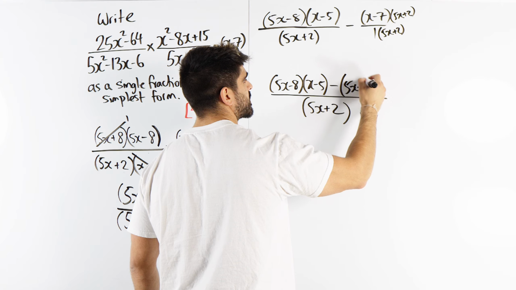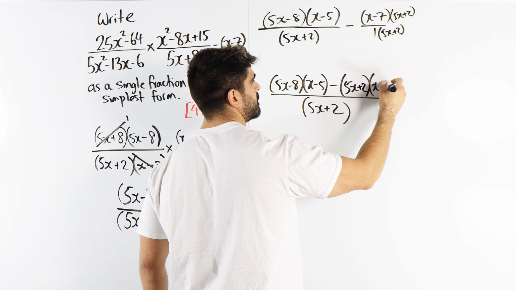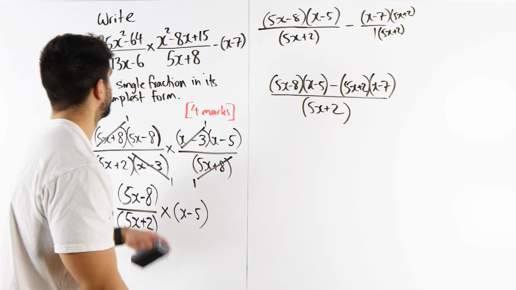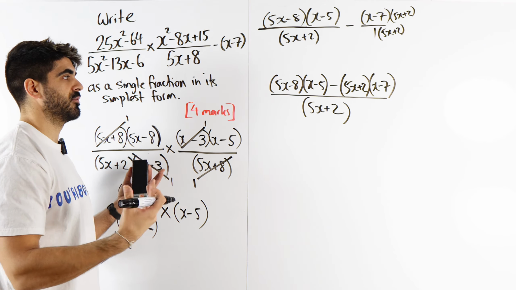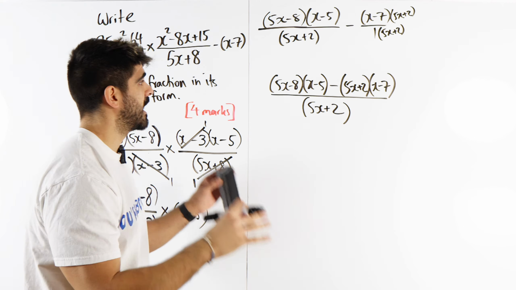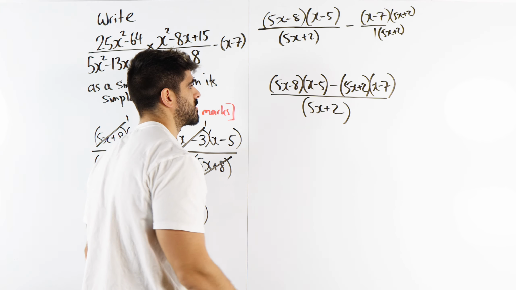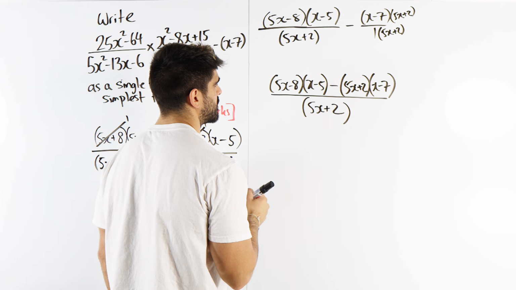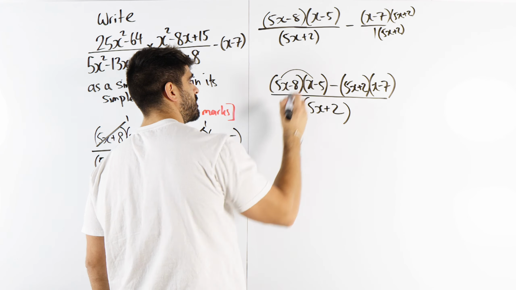Would you guys leave your answer like this? I hope you're going to say no. The question, it just says write as a single fraction in its simplest form. That means we need to expand all this, simplify, and hopefully it leaves us with something really nice. I already know the 5x squareds are going to cancel. So we have 5x squared.